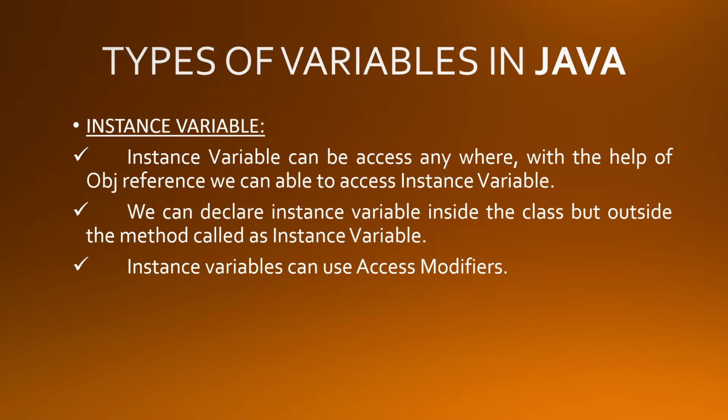We declare an instance variable inside the class but outside the method. Instance variables can use access modifiers, whereas for local variables we cannot use access modifiers. I will provide some small pieces of code for instance variables later in this video.